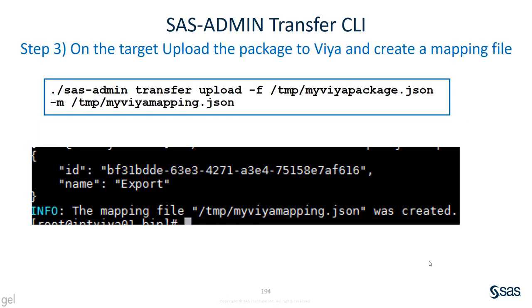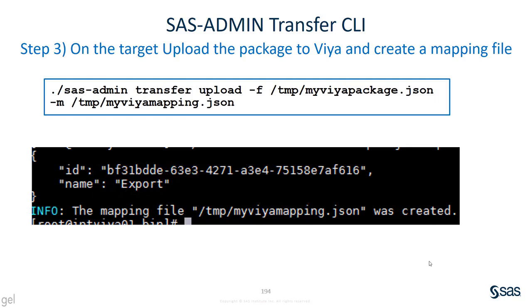I want to take that over to my target system. So now I've exported, I've created a package, I've downloaded the package into a JSON file. I copy the JSON file to my target environment, and then, not surprisingly, the first thing I need to do in the target environment is upload that package into Viya on the target environment.